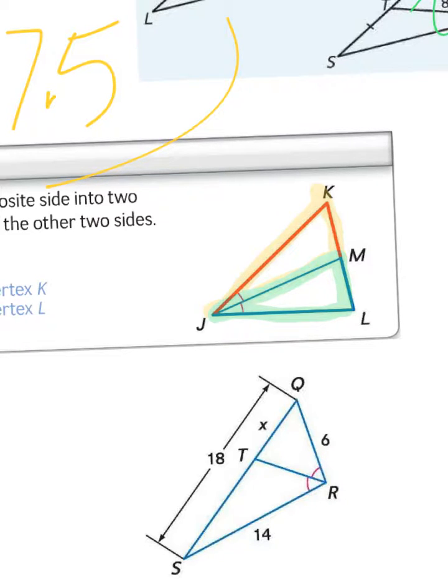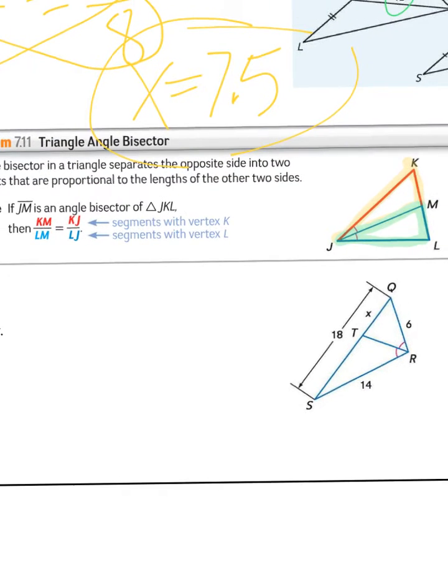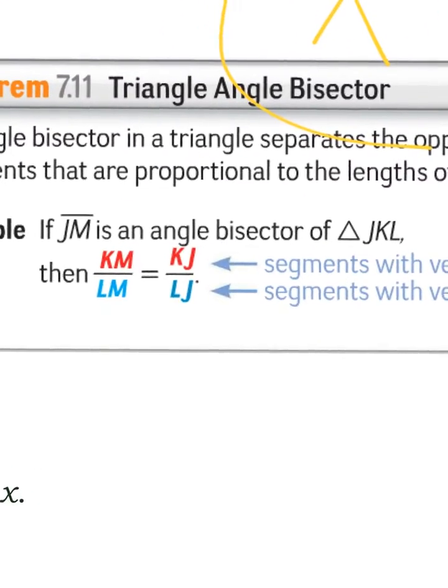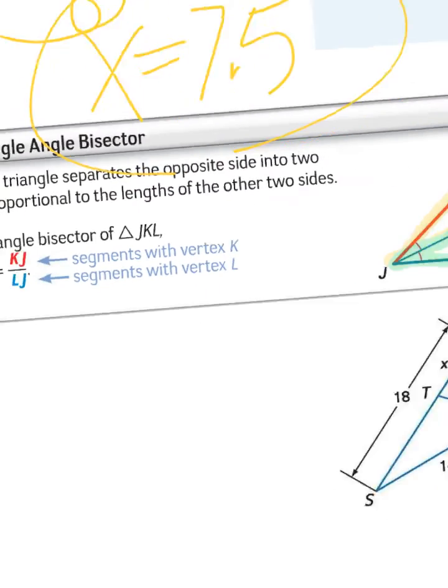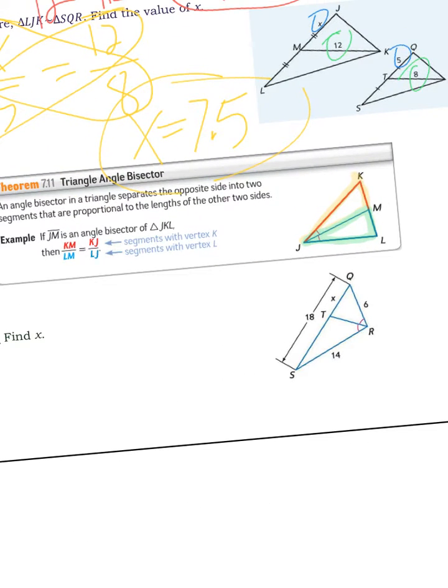But the triangle angle bisector theorem just says to look at those 2 smaller triangles. So I'm going to use the proportions from KM and KJ. In other words, the side KM on the red triangle and KJ. And then I'm going to equal that to LM and LJ.